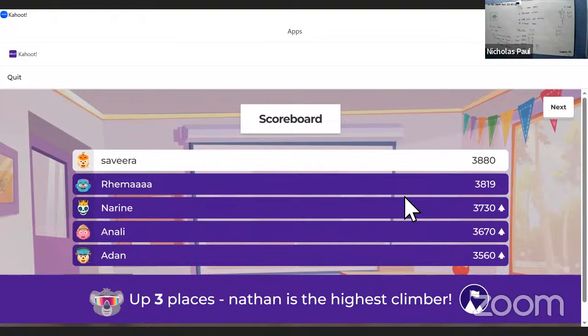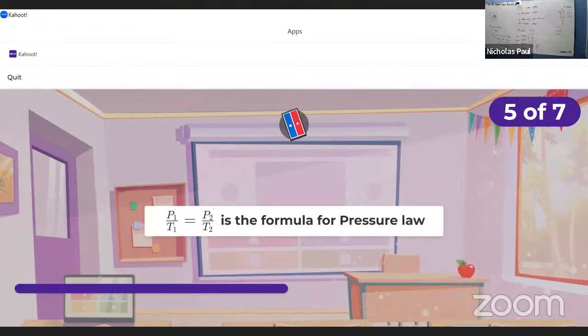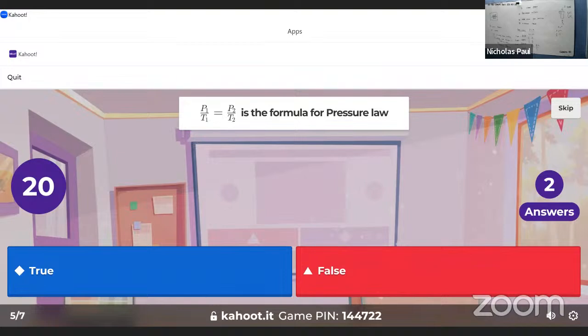All right, now two element front here. Well, you've got to answer real fast. Come on, sit down in front. It's so easy. Pressure law, true or false?